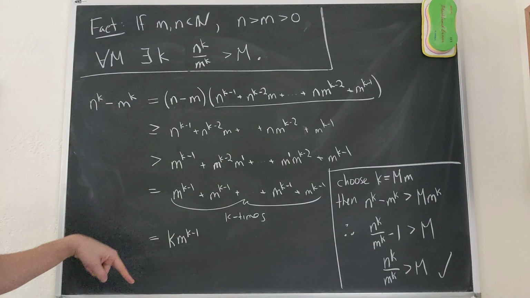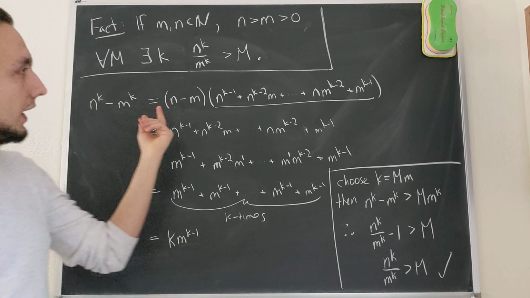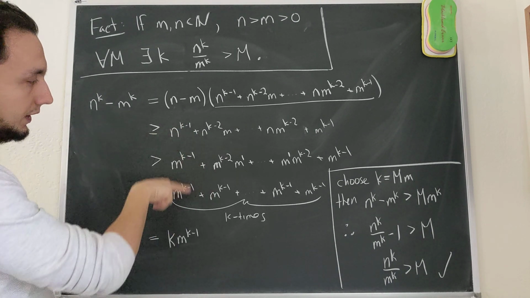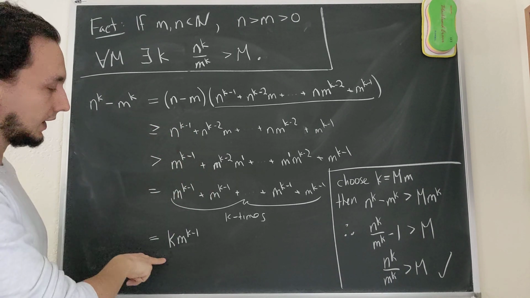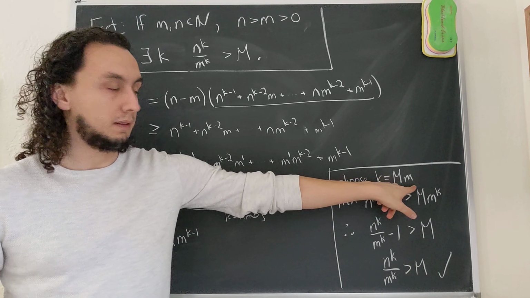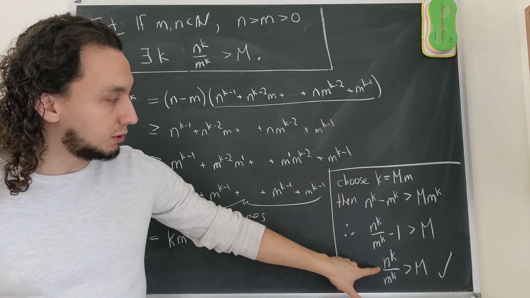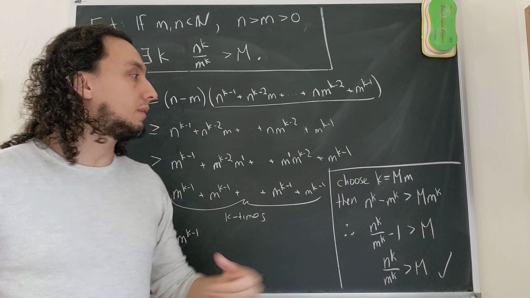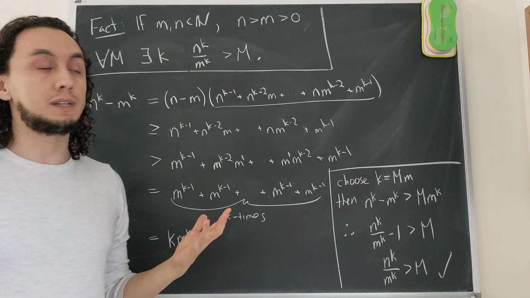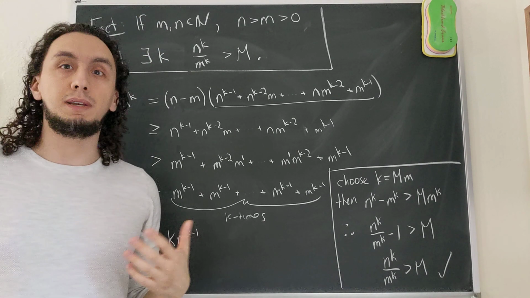So there's a bit of algebra to do to figure it out, but by considering n to the k minus m to the k and factoring it using the generalization of the difference of squares and doing some inequality reasoning with that, we reached a point where we could choose a value for k, namely capital M times little m, which was so big that it guaranteed that the ratio between n to the k and m to the k was bigger than M. And that works for any M, so I can get this ratio to be as big as I want, which of course means I can get the reciprocal, m to the k divided by n to the k, to be as small as I want.